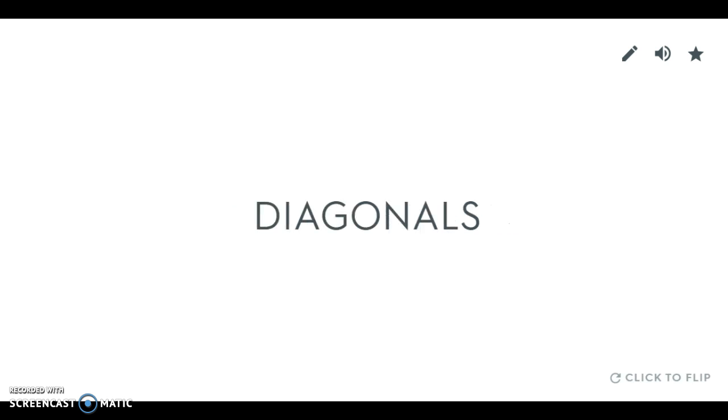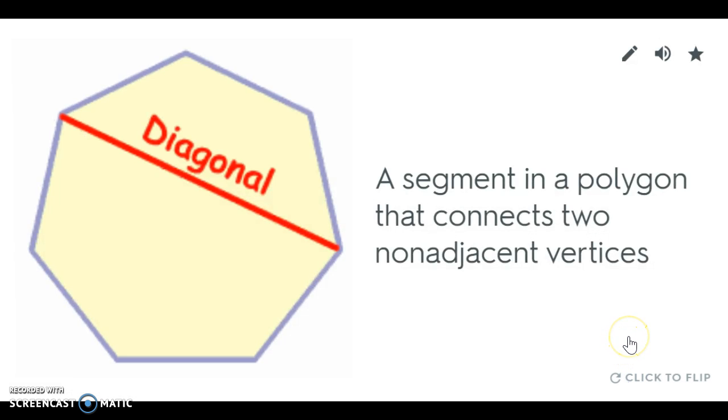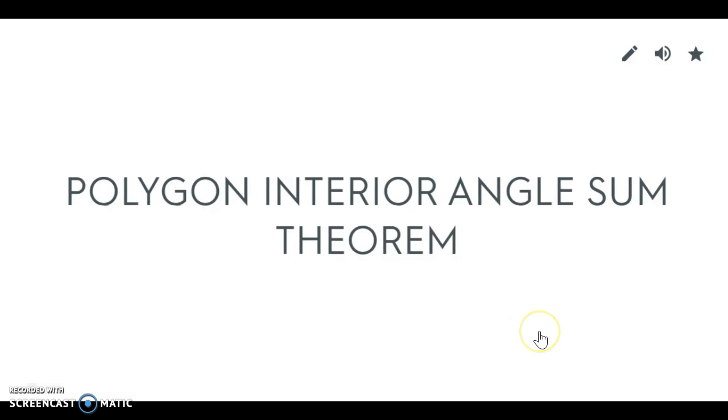Okay, the first vocabulary word you have from section 7.1 is diagonals. A diagonal is a segment in a polygon that connects two non-adjacent vertices, so it goes through. So from this one point, there's 1, 2, 3, 4 diagonals. So diagonals go across the figure.